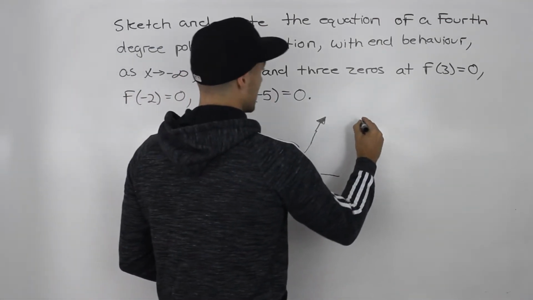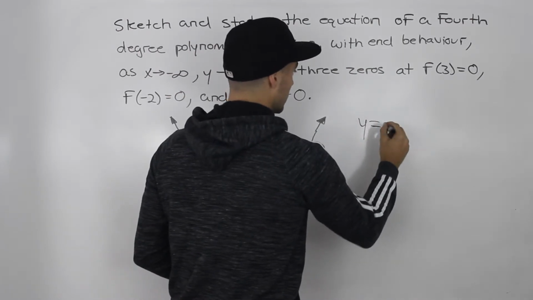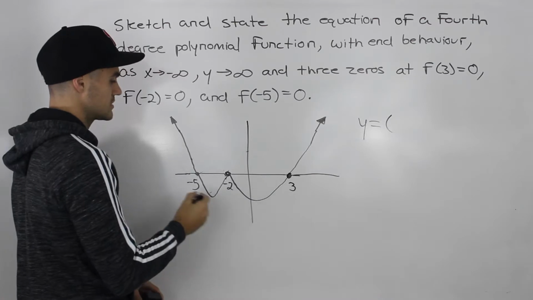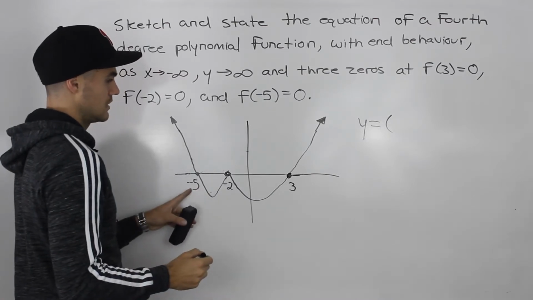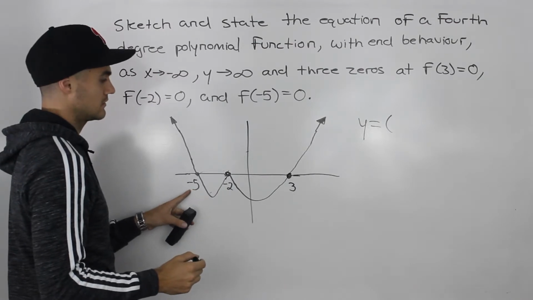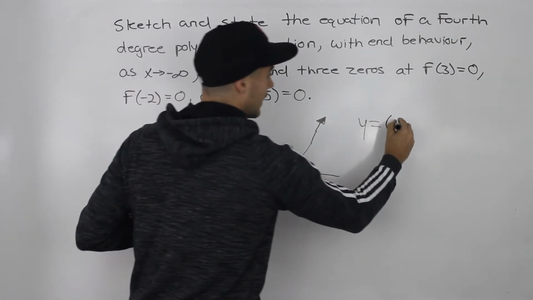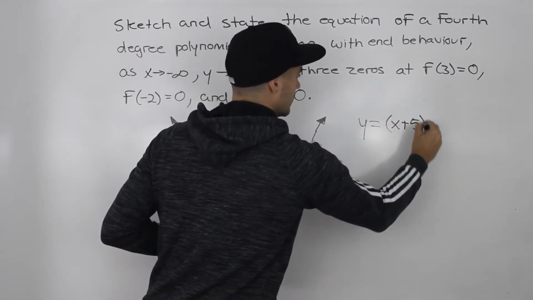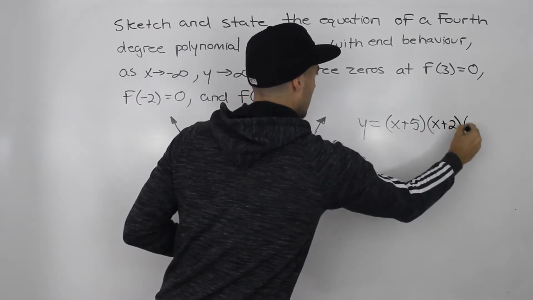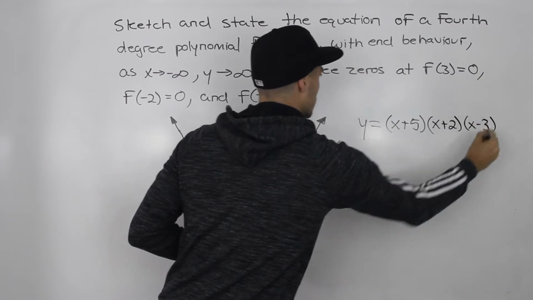And then we also have to state an equation. So again, a bunch of options for the equation. Let's start off making the factors based on these x-intercepts. So we'd have x plus 5 here. We'd have x plus 2. And then x minus 3.